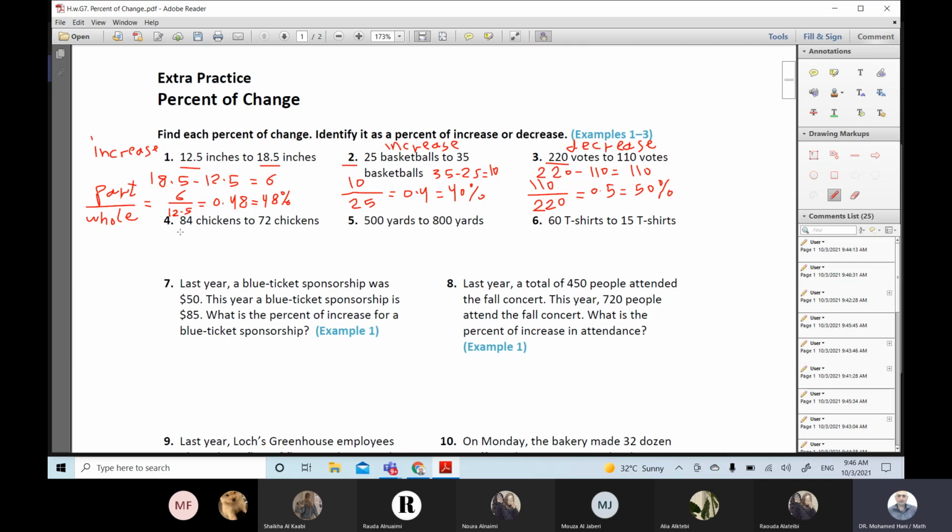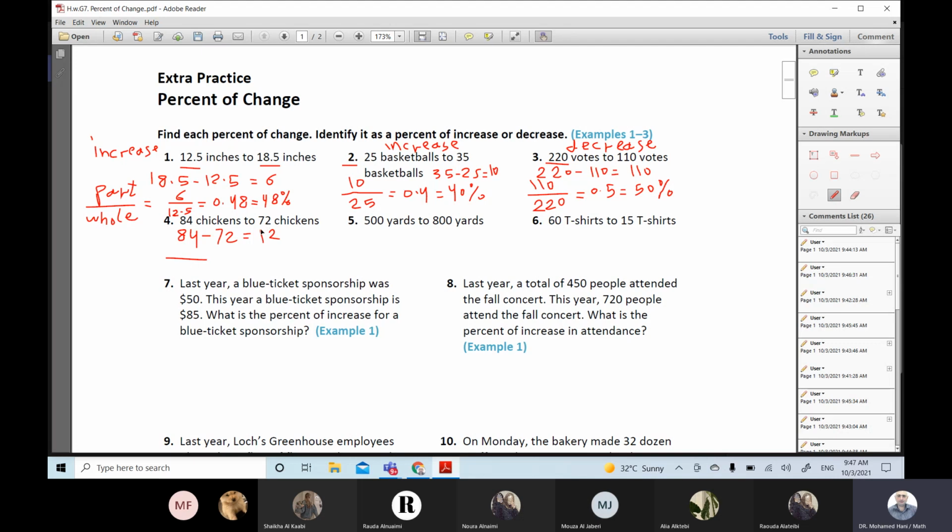Exercise number 4. We have 84 chickens to 72 chickens. So who can tell me here we have increase or decrease? We have decrease. The basic amount we have 84, then will be 72, means we have decrease. So find the amount of decrease, 84 minus 72. So the answer will be 12.